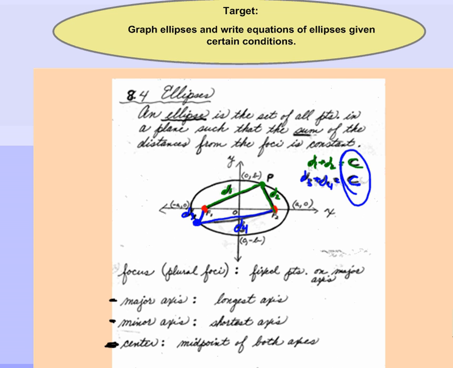The minor axis is the shorter of the two. In this particular example, the major axis is the horizontal axis. It is longer than the vertical axis, which would be the minor axis. And then we have two foci, two fixed points that are always found on the major axis.